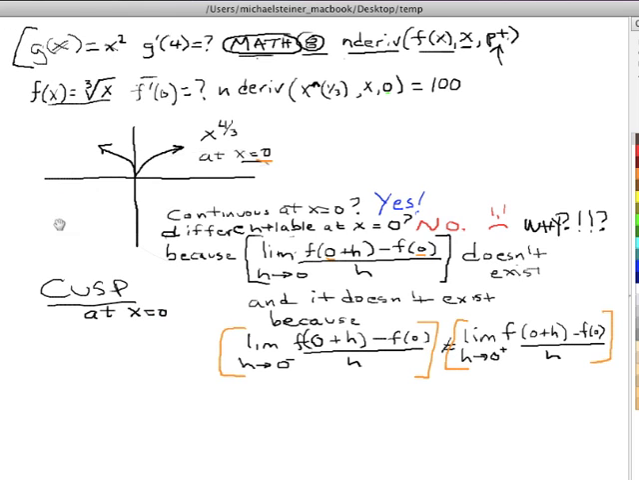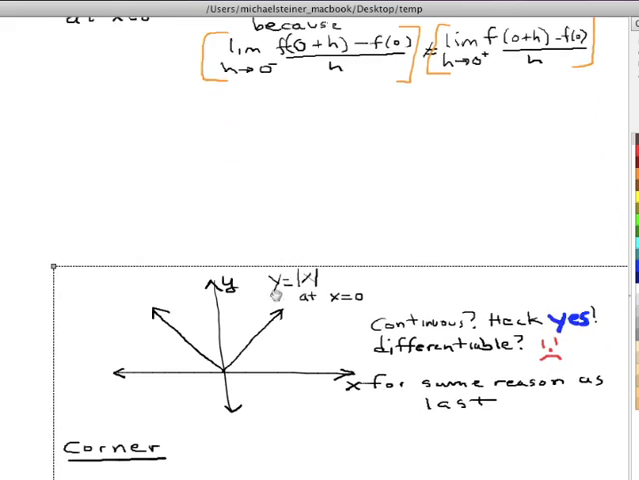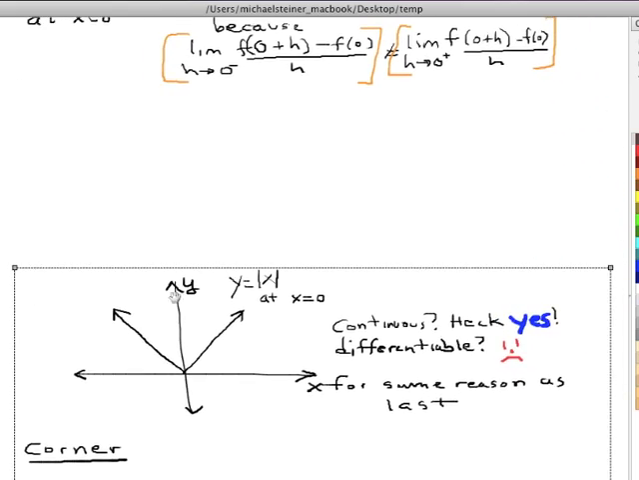Okay, next one. And if I'm going too fast, you can always pause me. If I'm going too slow, you can rewind me.